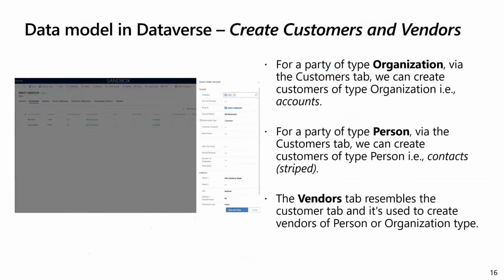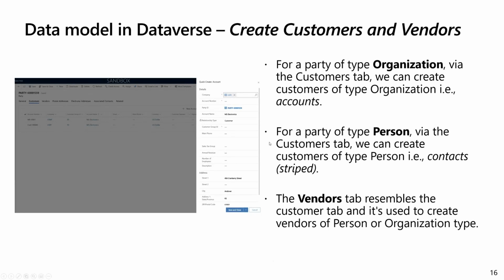Once the party is created, we can use the tabs on the party form to manage it. The customer tab lets us create one or more customers from the party for different companies. If the party type is person, we can create and manage customers of the person type. These customers are known as contacts. If the party type is organization, we can create and manage customers of the organization type. These customers are known as accounts. The vendors tab resembles the customer tab, but is used to create vendors of the person or organization type.